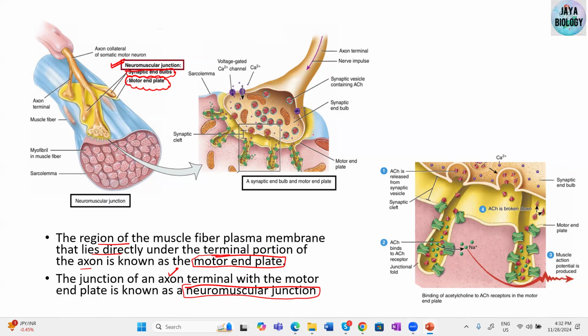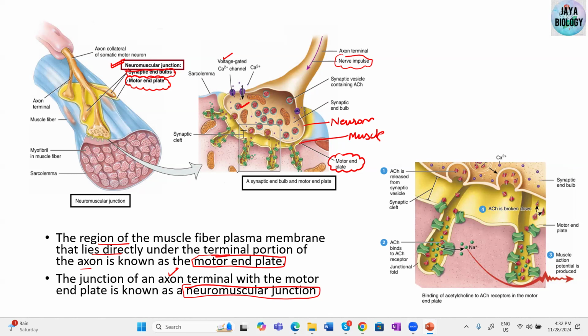See the diagram here of the neuromuscular junction. This is the neuron and this is the muscle. Clear? This is muscle and this is the motor end plate, meaning the region of muscle fiber where the axon ending is there. Now, once the action potential, meaning the nerve impulse, has reached the terminal, then calcium channels will open and an influx of calcium will occur, which allows the synaptic vesicles filled with neurotransmitter to move towards the presynaptic membrane.